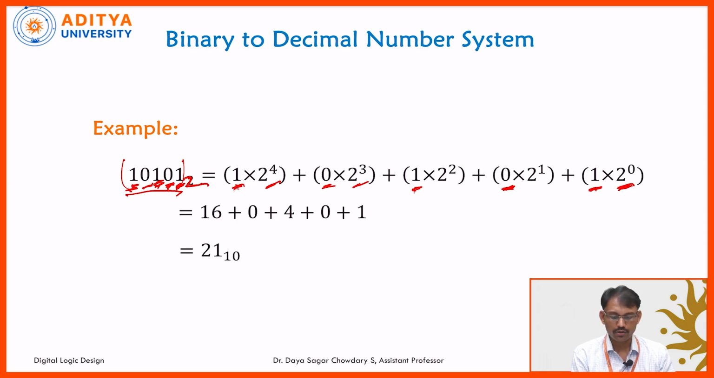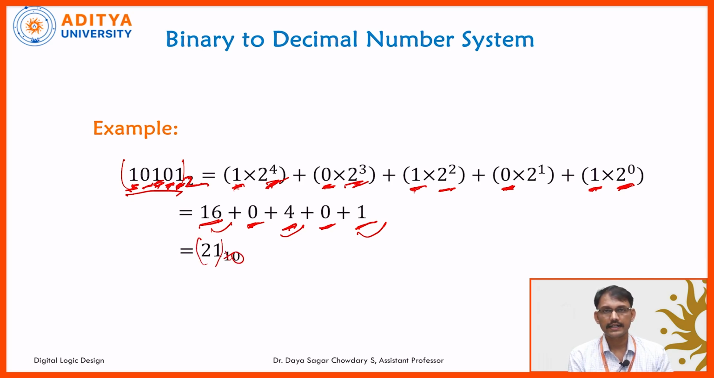Next, 1 into 2 to the power of 4 is 16, and 0 into 2 to the power of 3 is 0. Anything multiplied with 0 is 0. And 1 into 2 to the power of 2 is 4, and 0 into 2 to the power of 1 is again 0, and 1 into 2 to the power of 0 is 1. So these three are the values. The total is 21, base 10. That is the simple conversion from binary to decimal.